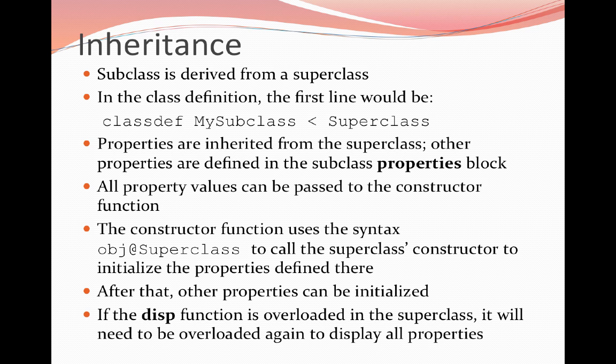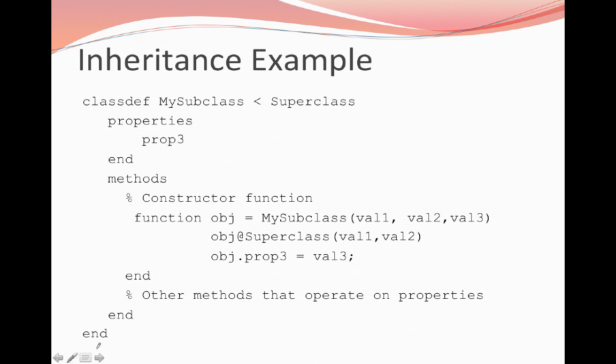Now, if you overload the disp function in the superclass, it'll be overloaded so that it displays the properties that are defined in the superclass. So then it's going to be necessary to overload it again in the subclass in order to see all of the properties, not just the ones from the superclass. Here's an example of inheritance.